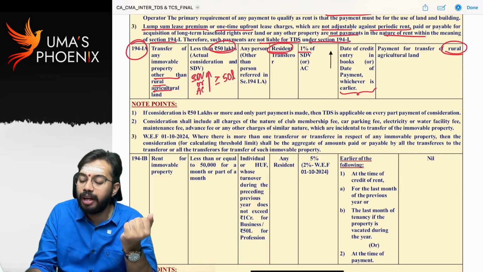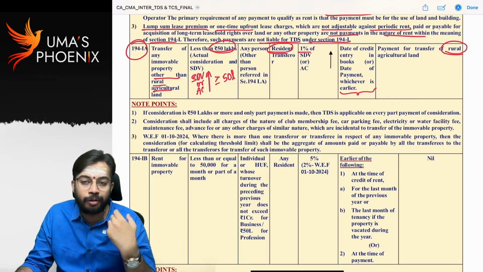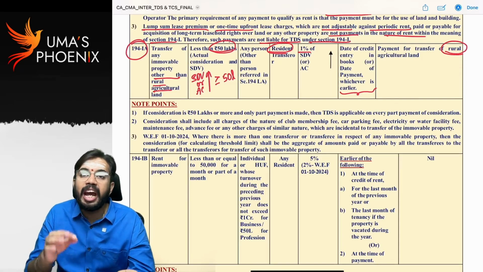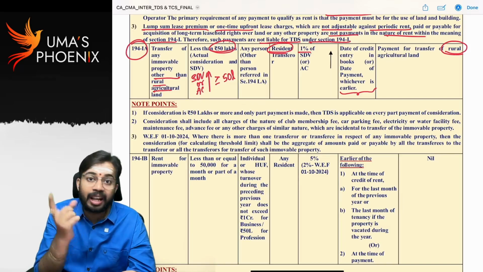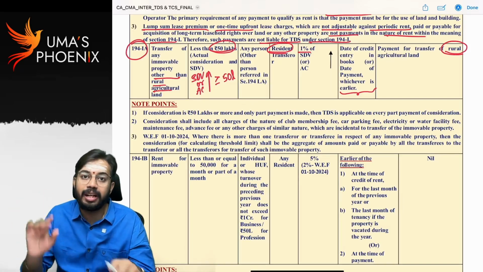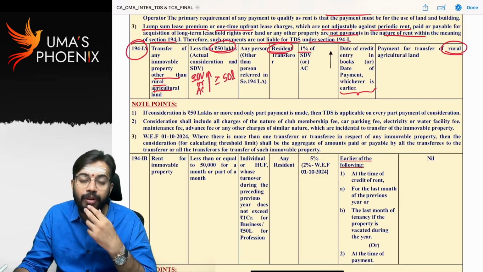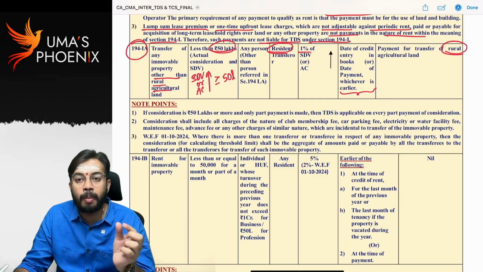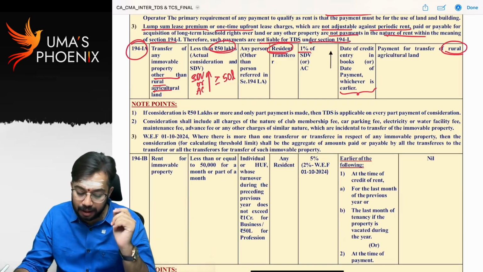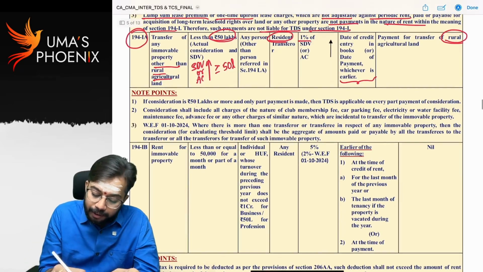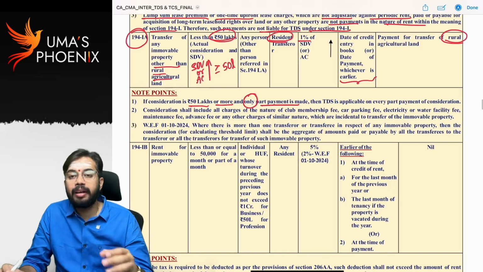On sale of rural agriculture land, let's say I purchased 80 lakhs worth of rural agriculture land. 80 lakhs, it is greater than 50 lakhs, still no TDS is required to be deducted under section 194IA because it applies to immovable property other than rural agriculture land. Whenever you purchase rural agriculture land, TDS under section 194IA is not applicable. Is it clear?